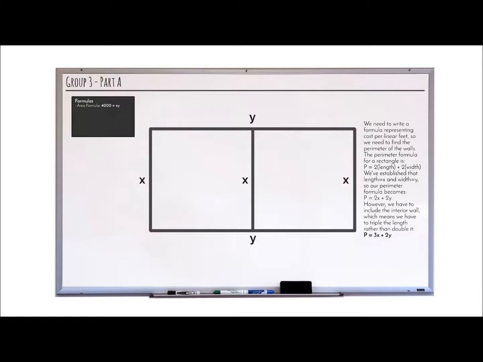We need to write a formula representing the cost per linear foot, so we need to find the perimeter of the walls. The perimeter formula for a rectangle is perimeter equals 2 times length plus 2 times width. We've established that length equals x and width equals y, so our perimeter formula becomes P equals 2x plus 2y. However, we have to include the interior wall, which means we have to triple the length rather than double it. So now our formula is perimeter equals 3x plus 2y.